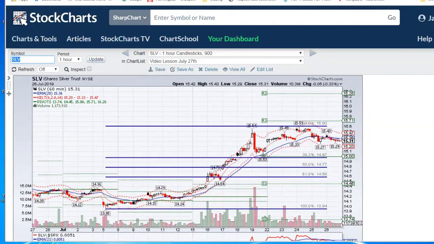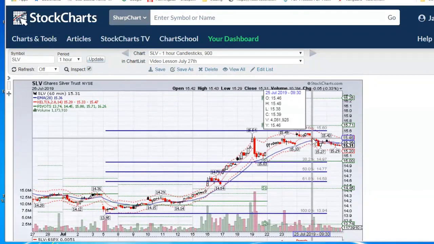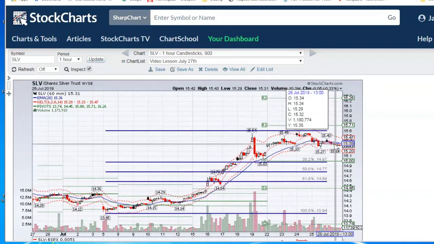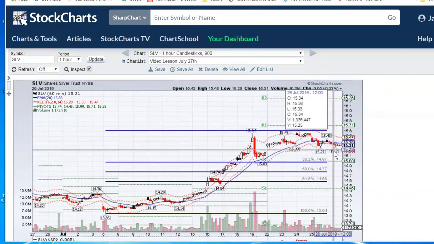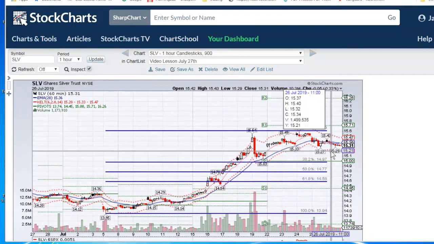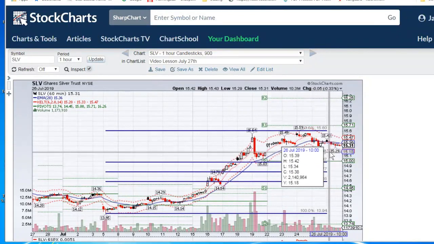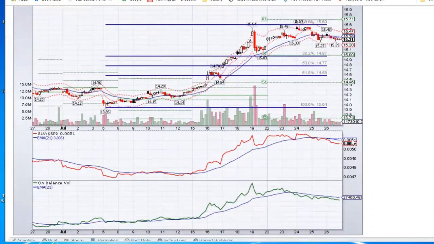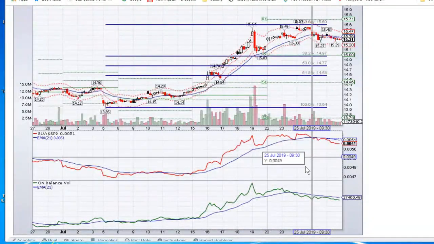But I think we got out at, let's see, what did we get out at? So wherever this opening price was, 15.46. So if I can save 40 cents on a $15 stock, that'd be enough for me to get back in. The hourly indicators here do work pretty well in a liquid market.